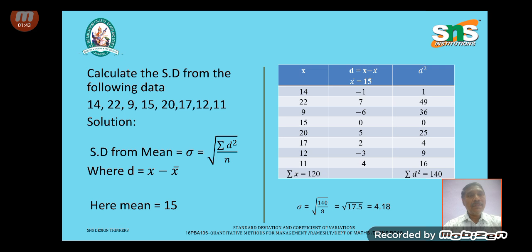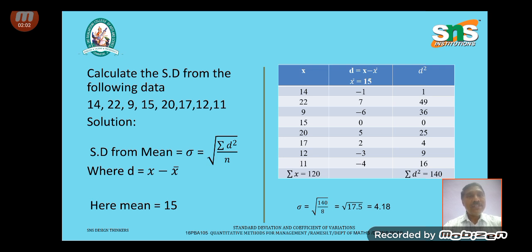Now we take the problem. We calculate the standard deviation from the following data. The data are 12, 22, 9, 15, 20, 17, 12 and 11. Now we calculate the standard deviation using the formula square root of sum of d square by n, where d is x minus x bar.